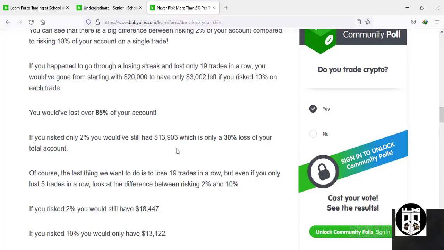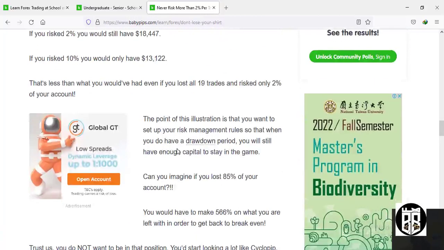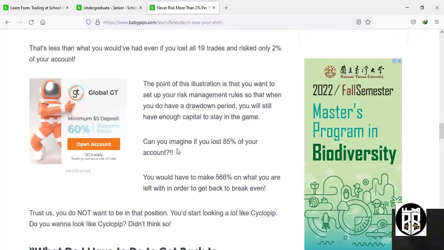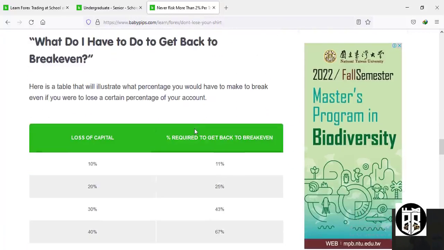You are not yet in a drawdown. You still have lots of money in your account. So the last thing you want to do is lose 19 trades in a row. But if that sort of thing should happen, you don't want to be on the side of losing 85%, rather 30%. So you just want to be wise and be safe. The point of this illustration is that you want to set up your risk management rules in a way that when you have a drawdown period, you still have enough money and enough capital to stay in the game.